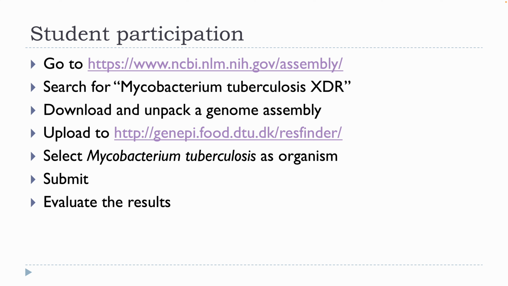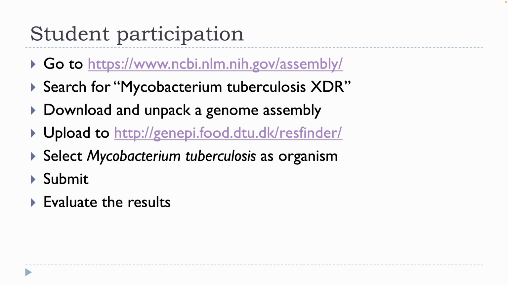It may come as a zipped up file. If you go to your downloads folder and double click on that, it should unzip, and then you'll see a series of folders. If you drill down through those folders, you'll get to a genome assembly file, which will be about 4 or 5 megabases in size, and that's the file that you're interested in.